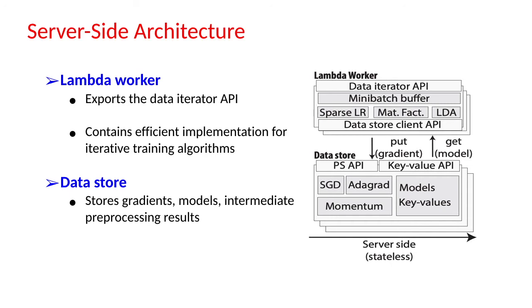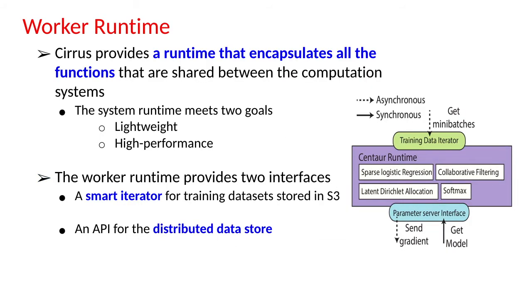Now let's understand the next block among the CIRRUS building blocks, that is the worker runtime. CIRRUS provides a runtime that encapsulates all the functions that are shared between the computation system. The system runtime meets two goals. The first is lightweight and high performance. How does it stay lightweight? It runs within the memory-constrained lambdas, as the lambdas are constrained by memory. The second one, high performance: it mitigates the communication and computation overheads exacerbated by serverless infrastructures.